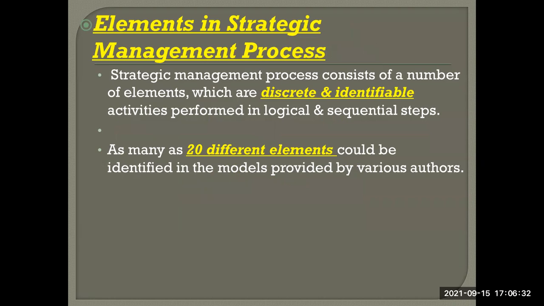Strategic management process consists of a number of elements which are discrete and identifiable activities performed in logical and sequential steps. So there are 20 different identifiable activities which we have identified, and these are necessary, and these have to be performed or completed in a particular sequence. As many as 20 different elements could be identified in the models provided by various authors.